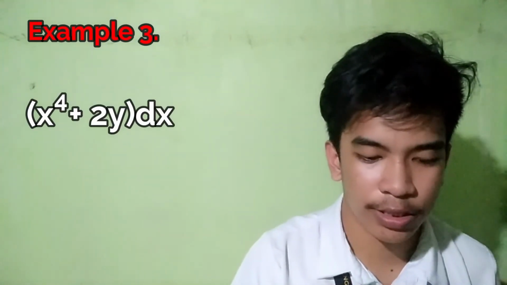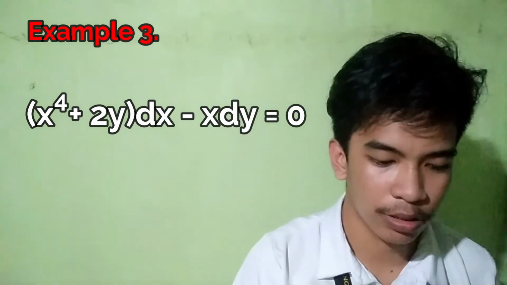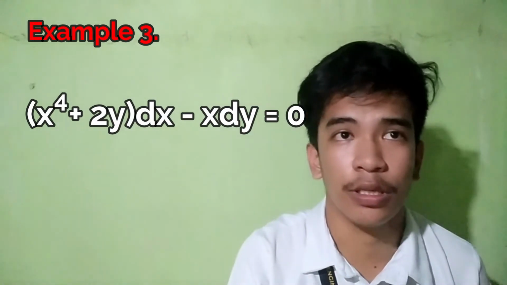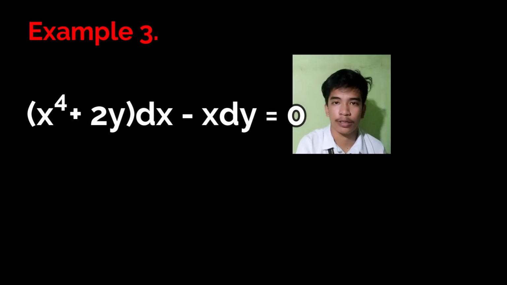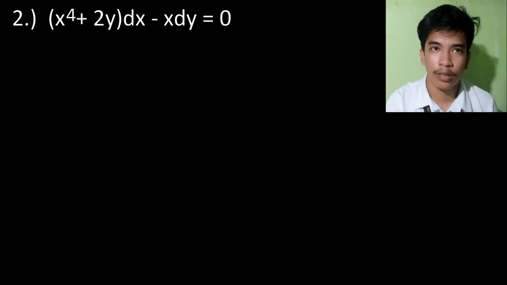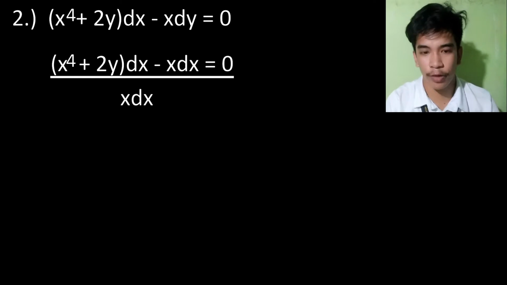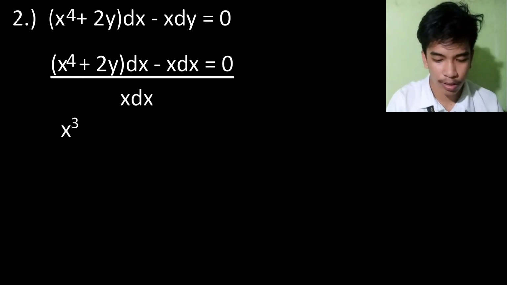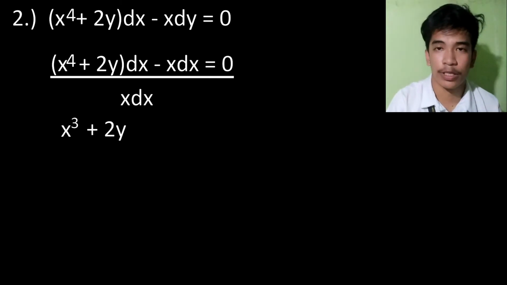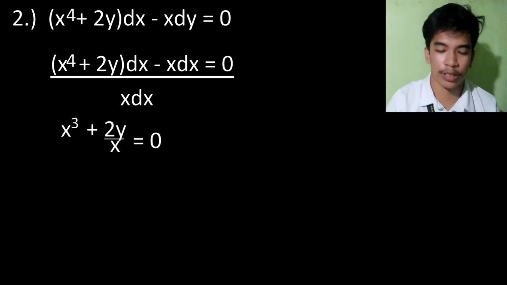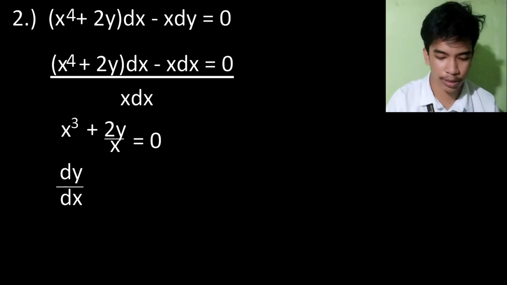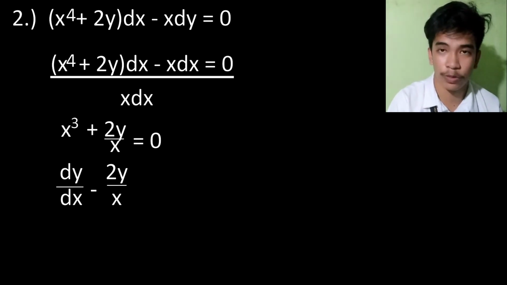So here's another example. The problem is x raised to the 4th power plus 2y dx minus x dy equals 0. Kung mapansin nyo, hindi natin siya pwedeng gawin agad sa standard form. So ang gagawin natin dyan, reduce muna natin siya. I-divide natin lahat sa x dx. Magiging kalabasan niya is x cube plus 2y over x equals 0. So, sa ganyang form, pwede na natin siyang ilipat sa standard form. Magiging dy over dx minus 2y over x equals x cube na siya.